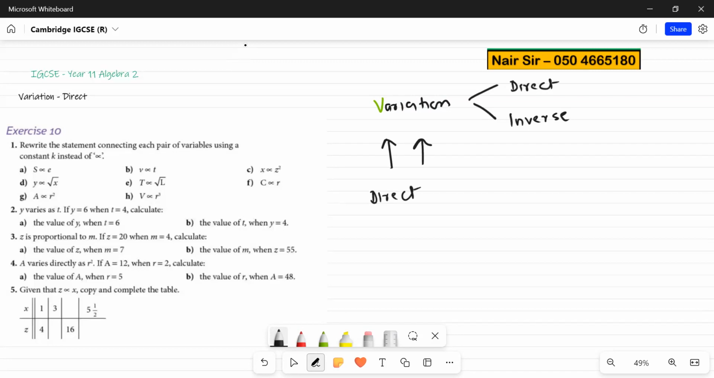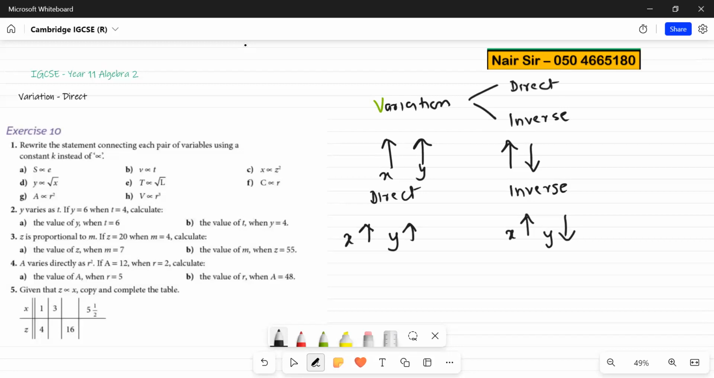There are two variables, let's say x and y, and you say that x is growing, y is also growing. It's going in this direction. And when you talk about inverse, it's something like this. One is growing, the other one is coming down. So if x is growing, in this case y is coming down.